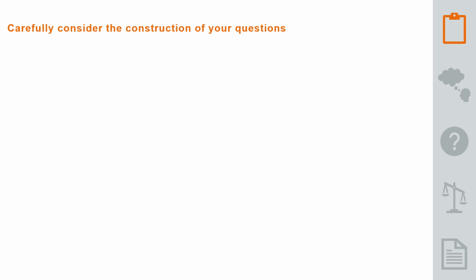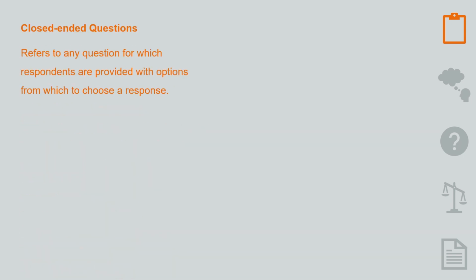Let's look at a few question types and some examples. First, let's take a look at closed-ended versus open-ended questions. Closed-ended refers to any question for which respondents are provided with options from which to choose a response. This category includes all of our other question types: multiple choice, ranking, Likert, etc. For example, asking, "Are you an ECA alum?" and providing yes or no as response options is a closed-ended question.